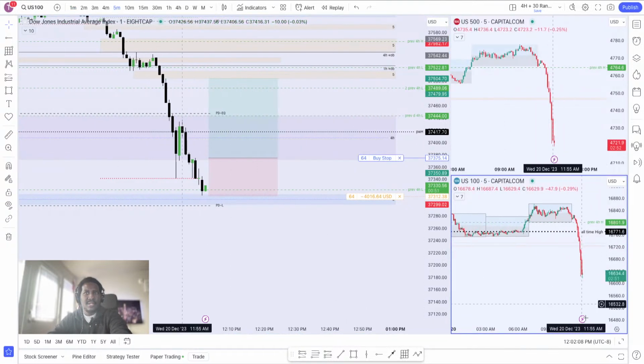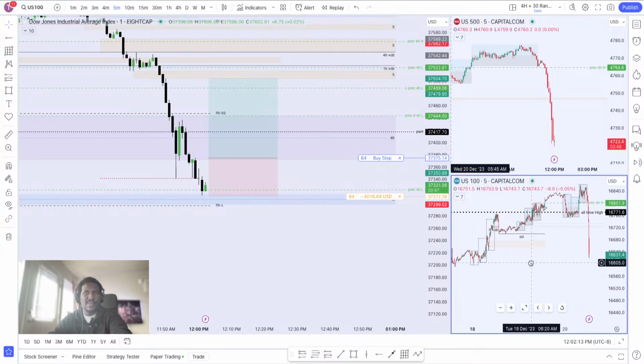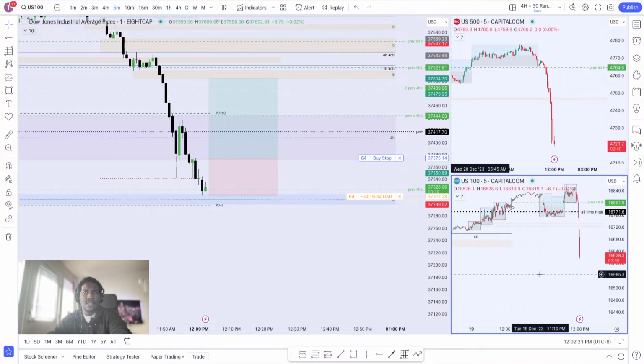Man, this is quite a drop. I don't even know where they're heading to. We do have some 4-hour lows right here, right there, and right there that we can see price take.